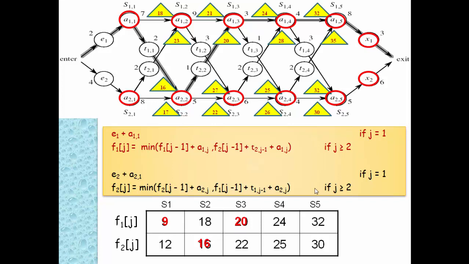Now we have to select S4, or we can say station number 4. At that time again we have 2 options. Line number 1 requires 24 units of time, and line number 2 requires 25 units of time. So definitely we have to choose line number 1.